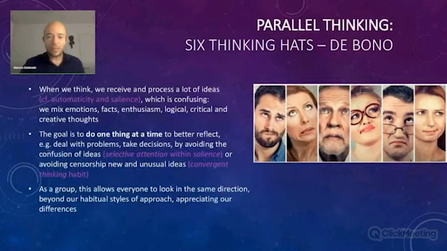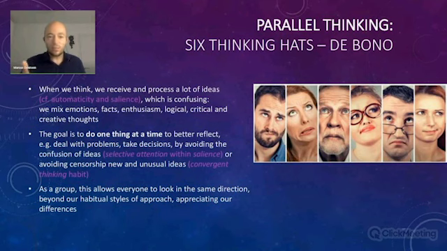So that was lateral thinking. Now, parallel thinking. So De Bono has a particular technique that he calls the 6 thinking hats. It arises from this principle. When we think, we receive and process a lot of ideas. That's because of the automaticity and salience that's happening in the brain. Remember, right at the beginning, we spoke about that. And that's confusing. We're getting emotions, we're getting facts, enthusiasm, logical, critical, creative thoughts all at once. What do we choose? How do we progress with that?